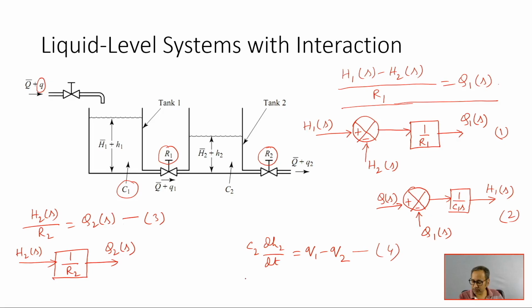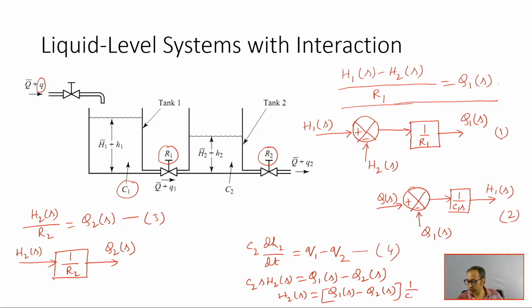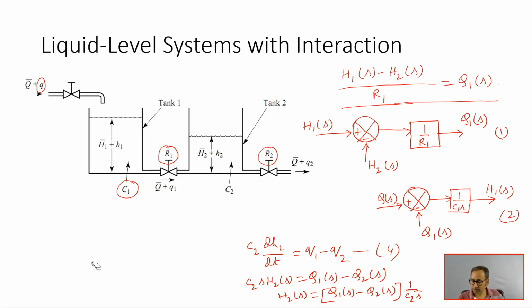Okay, next consider equation 4. This is C2 s H2(s) equal to Q1(s) minus Q2(s). So, that means H2(s) equal to (Q1(s) minus Q2(s)) into 1 by C2 s. Let me now draw the block diagram corresponding to equation 4.